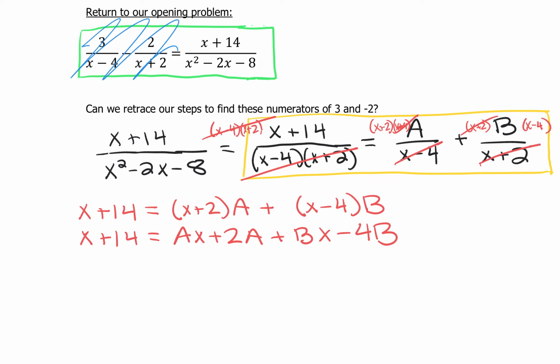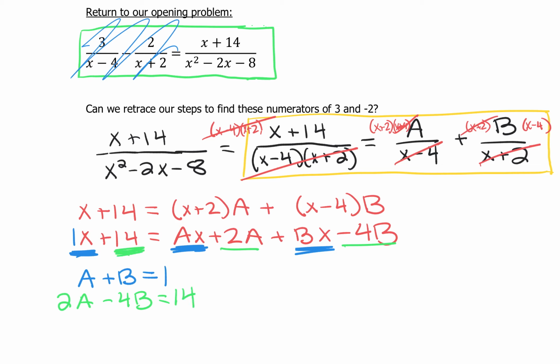Now we start matching. So we're thinking we have just got a 1x over here. But on my right side, I have Ax and Bx. So we could write it all out with the x's if we want. I know that the sum of my coefficients is going to have to be 1, since Ax plus Bx gave us 1. Similarly, now we'll look at the constants. 2A minus 4B is going to sum to be 14.